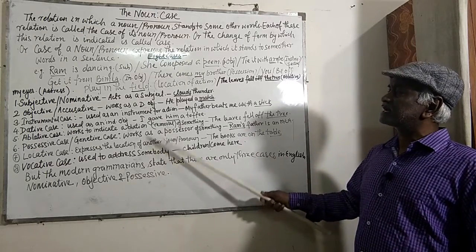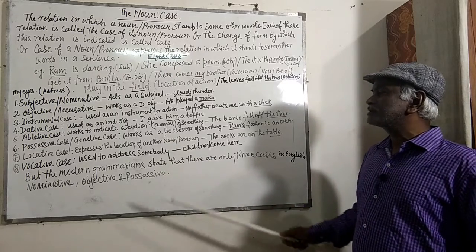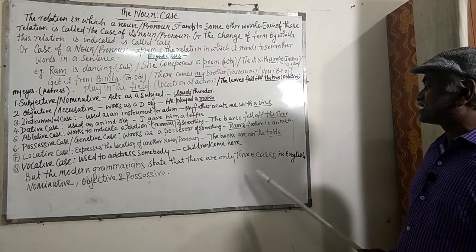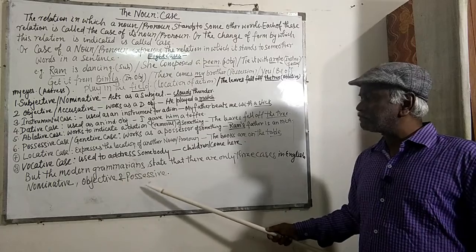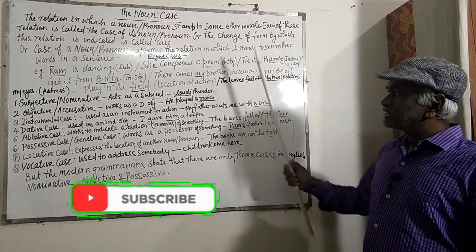These are 8 parts, 8 classes, 8 divisions according to the old grammarians, but the modern grammarians state that there are only 3 cases in English: nominative, objective and possessive. To understand it, let us go through it in detail.